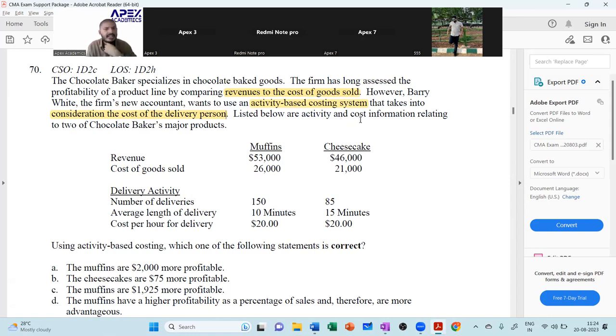Listed below are the activity and cost information relating to two of Chocolate Baker's major products, muffins and cheesecakes, revenue and cost of goods sold. Right now, I am only seeing revenue and cost of goods sold. This cost of goods sold does not have the delivery cost factored in. Please remember, cost of goods sold does not have the delivery cost factored in.